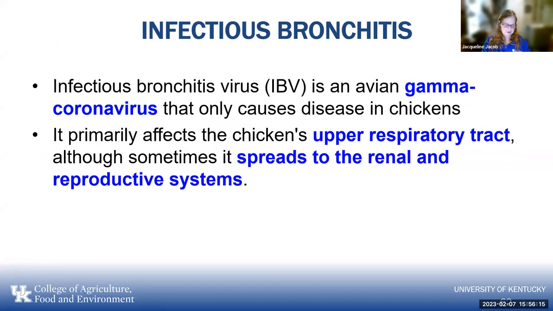Okay, some other problems that you might see with reproductive disorders would be an infectious bronchitis infection. While infectious bronchitis is considered a respiratory problem, it will also affect the renal and reproductive systems. It is a coronavirus, but it is not the coronavirus that causes COVID in humans. When we first had the COVID outbreak, people panicked and thought they had to kill their chickens so that they didn't get COVID. It's a totally different coronavirus. You cannot get COVID from chickens, okay? But it can affect the reproductive tract of chickens.